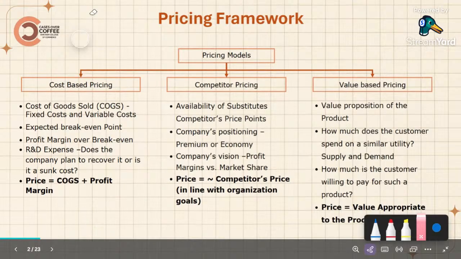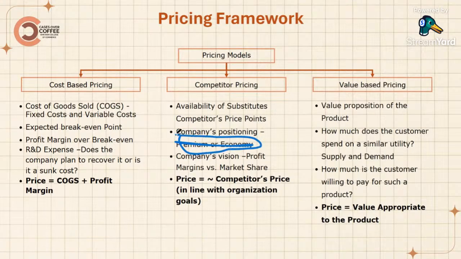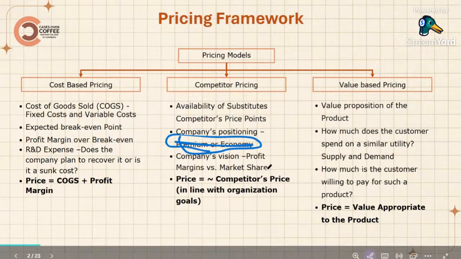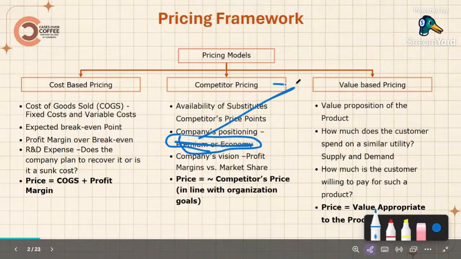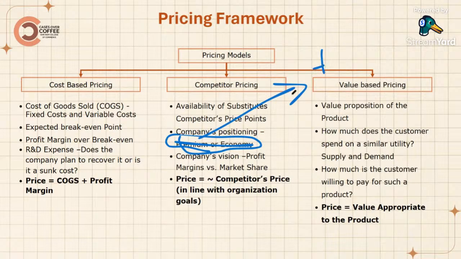the other possibilities could be how the company is trying to position its product, as a premium or economy. Now, in this case, if the company has positioned its product as premium, they'll charge a higher price, and if it is economical, then it will be on a lower end.